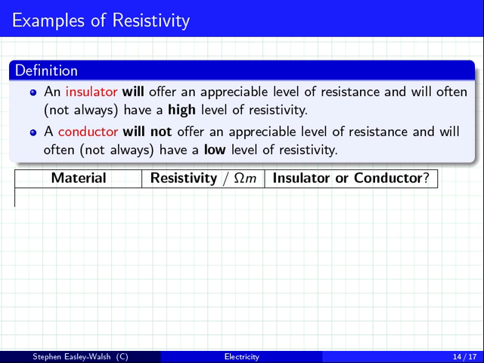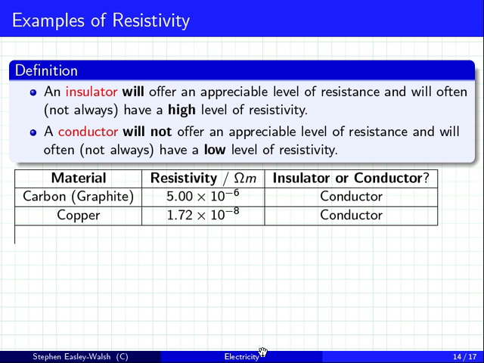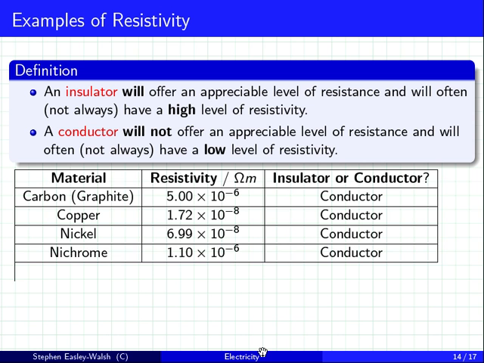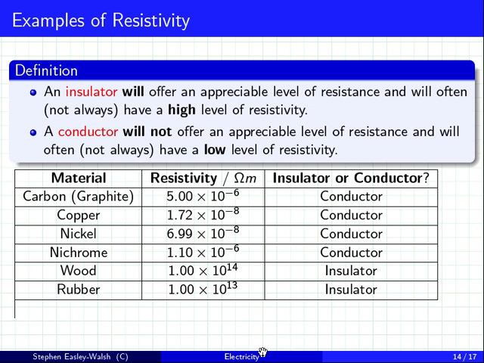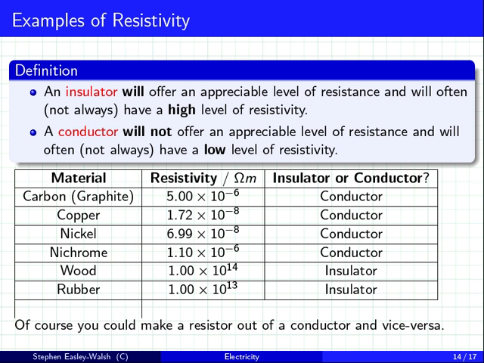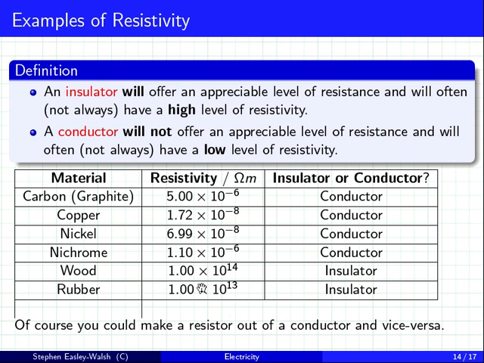So the first one is carbon. Conductor or insulator? A conductor. You see, the resistivity is quite low. Copper, conductor, conductor, conductor, and now look, insulator. See the difference? An insulator. Okay. Now, I'll just tell you which value you need to write down, because you don't really need these. Just write down this one, nichrome. We'll need that for the example I have.